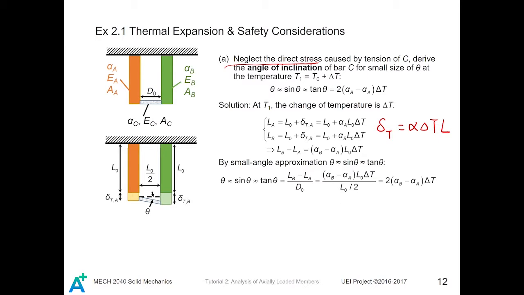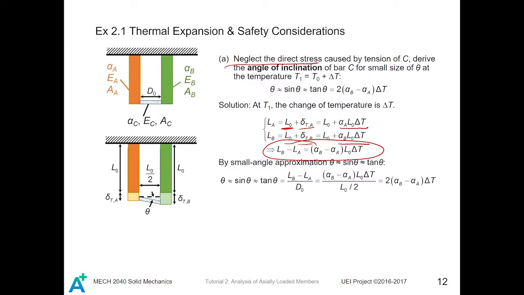Therefore, we can write LA, the length of A after the change of temperature, equals the original length plus the thermal deformation, which is L0 plus alpha A L0 delta T. Similarly for LB, it is the original length plus the thermal deformation, which is L0 plus alpha B L0 delta T. By those two equations, we can write the difference of length between bars A and B.